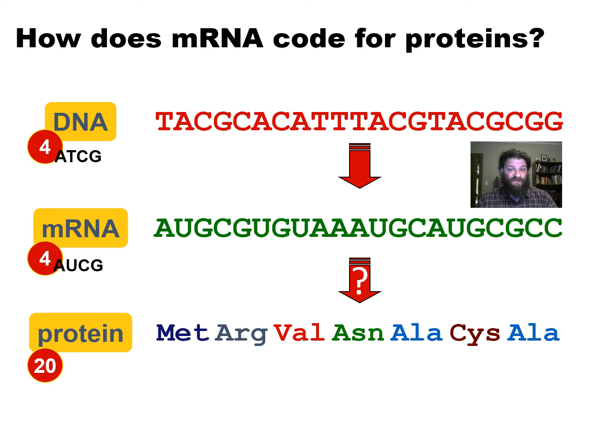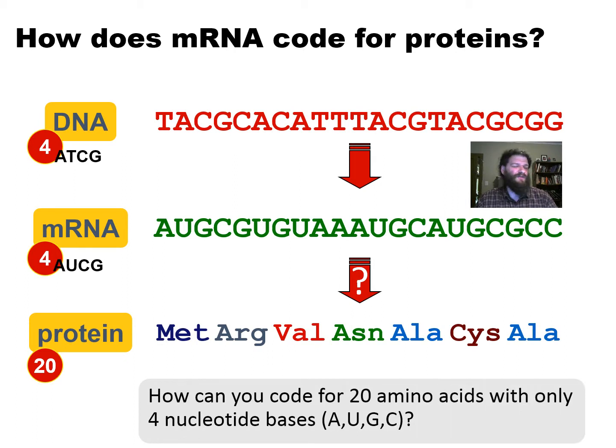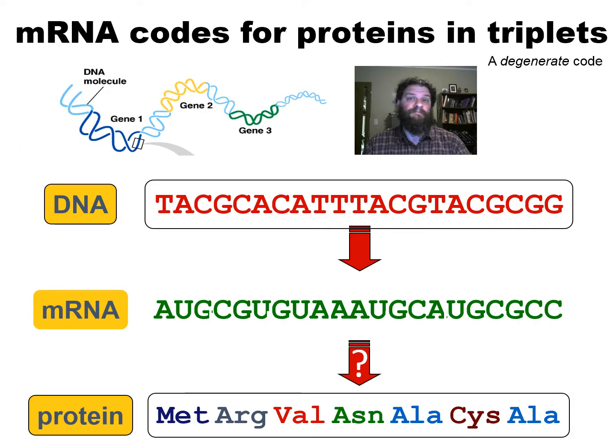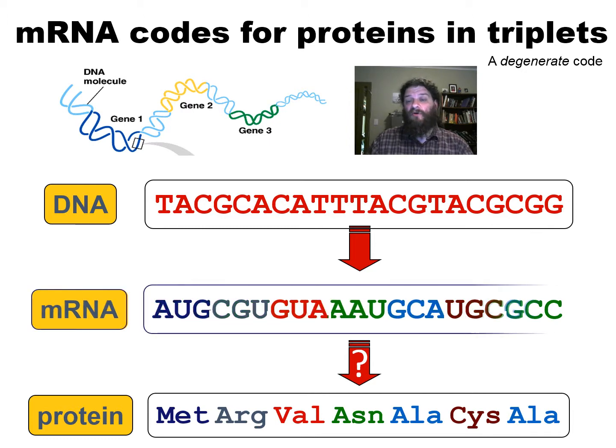There are 20 different amino acids that make up the sequences of proteins. That means we have to do something to the bases that can't just be one base to one amino acid. We have to make up some sort of code of bases to code for each amino acid. There are only 16 different two base combinations using the four bases, and that's not going to work because there are 20 different amino acids. But when we go into triplets, there are 64 different triplets of the four bases, and that's more than enough to cover the 20 different amino acids.